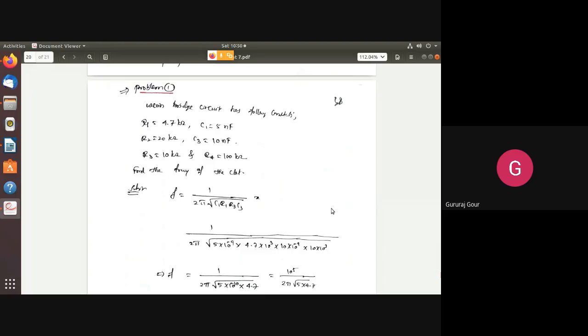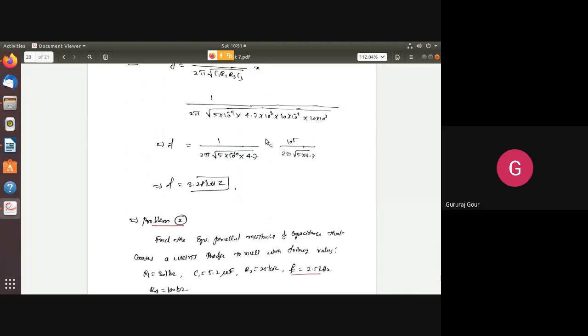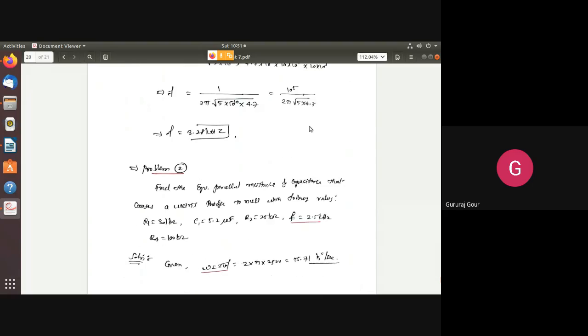So let us consider the problem here. The Wien bridge circuit with the following constant values. Find the frequency. Simply substitute the values and we will get it. That is a very simple problem. But use the calculator correctly and never forget to write the units.